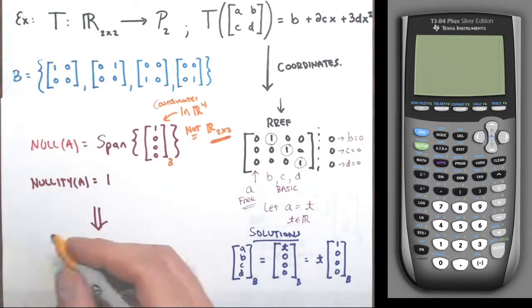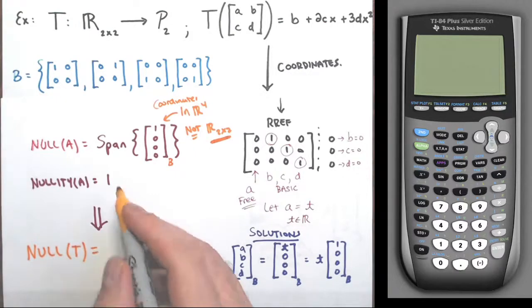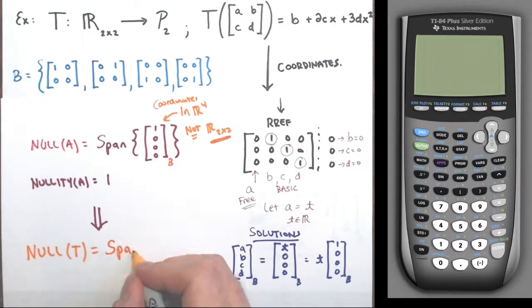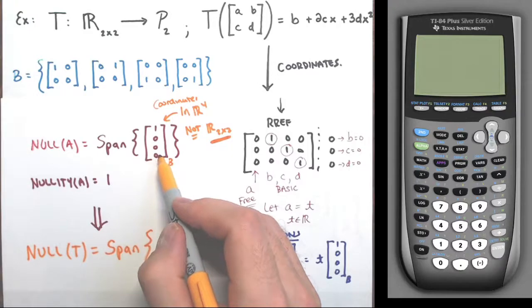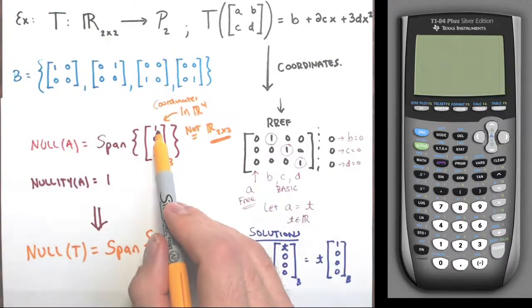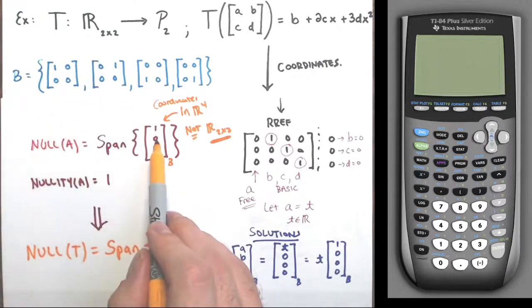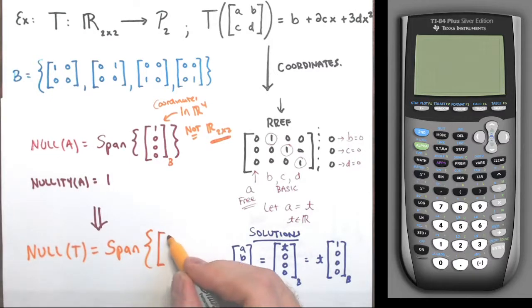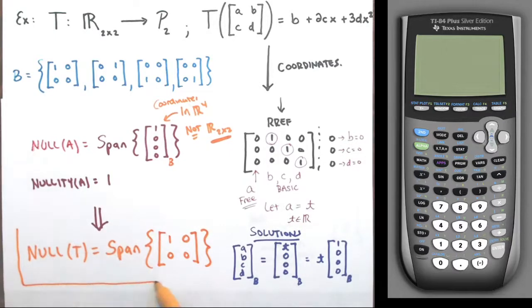So the null space of the transformation is not the span of this vector from R4, but the span of, and then what does this vector represent in R2 by 2? Remember, these are coordinates with respect to basis B, so I have 1 of the first vector and 0 of the other 3. So it's just that first matrix there in the standard basis, 1, 0, 0, 0. Here's the null space of the transformation.